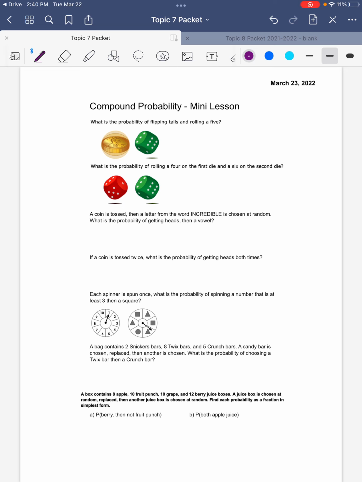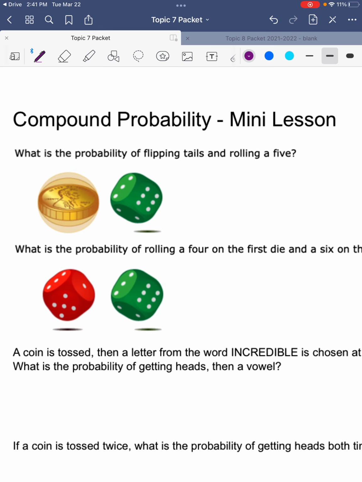Hey y'all, today is March 23rd and we are doing a little mini lesson on compound probability, which goes kind of with what we did in class today. So grab a piece of paper and a pencil and a calculator if you want it. So let's get started. Okay, so we're looking at this first one right here.